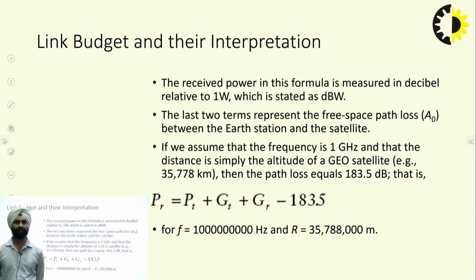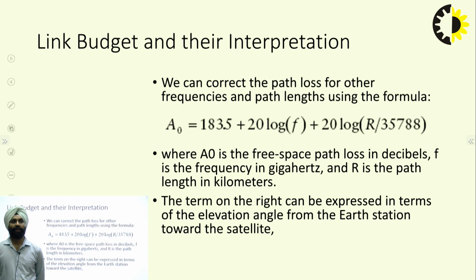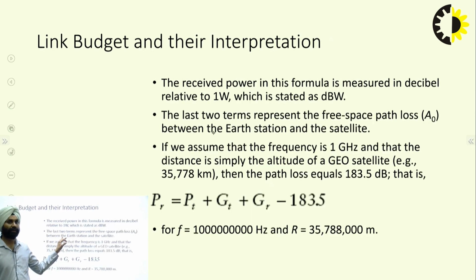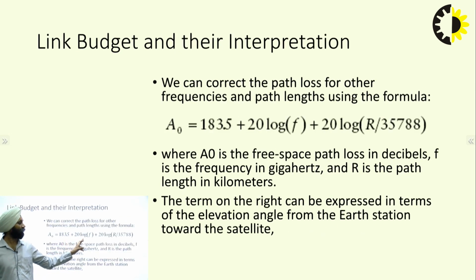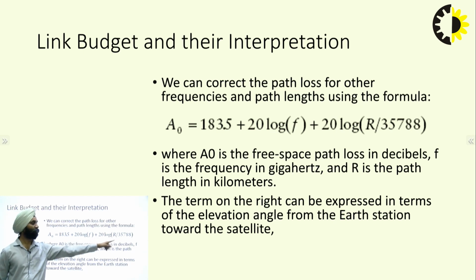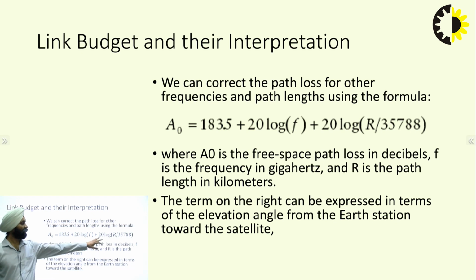Now here we have taken 1 gigahertz as the frequency, and the height of the satellite is 35,788 kilometers. Now we can correct the path loss for other frequencies and path lengths using the formula previously given: A naught is equal to 183.5 plus 20 log of f plus 20 log of r divided by the total height of the satellite, where A naught is the free space path loss in decibels, f is the frequency in gigahertz, and r is the path length in kilometers.